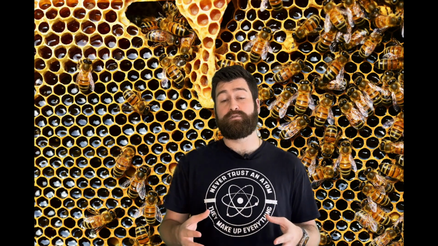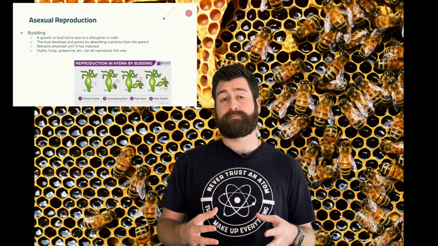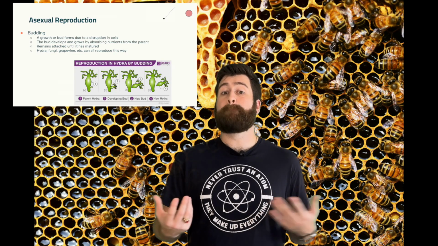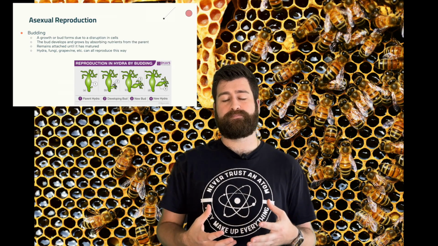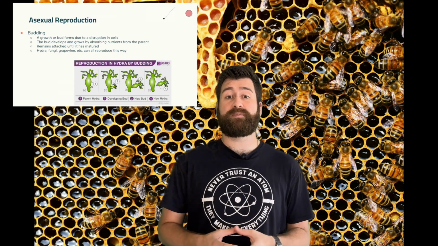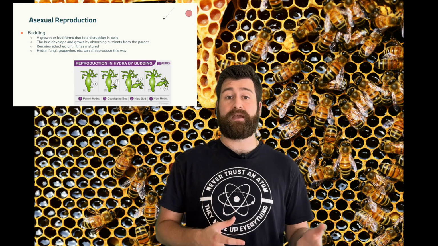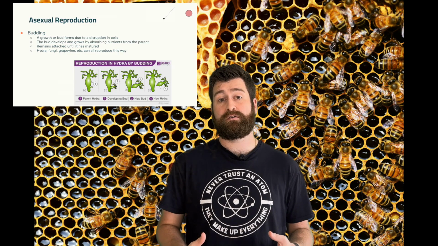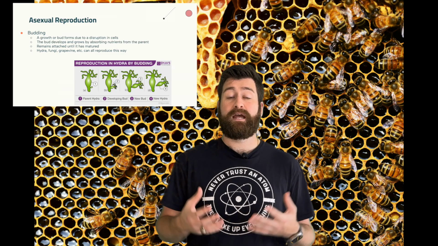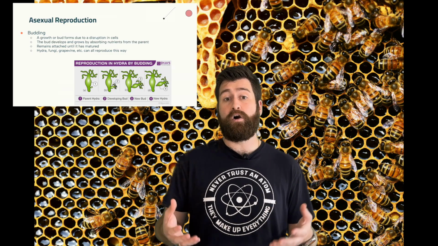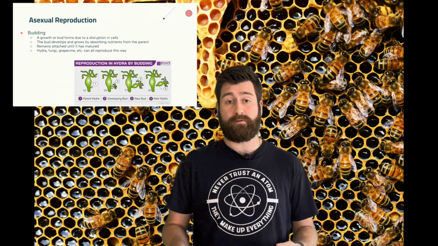Another type of asexual reproduction is called budding. This causes a growth, or a bud, to form, and is typically due to a disruption in cells. This bud develops and grows by absorbing nutrients from the parent organism and remains attached until it has matured. At this point, it pops off and a new organism has formed. Hydra, fungi, and grapevine can all reproduce this way, just to name a few.